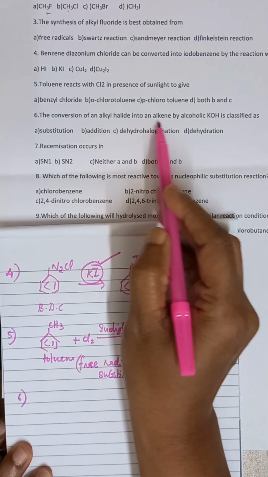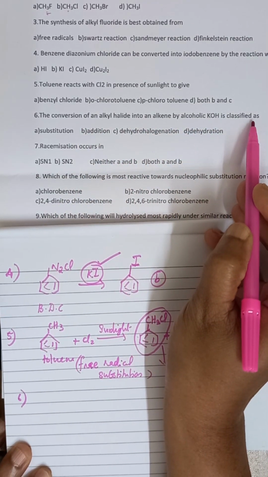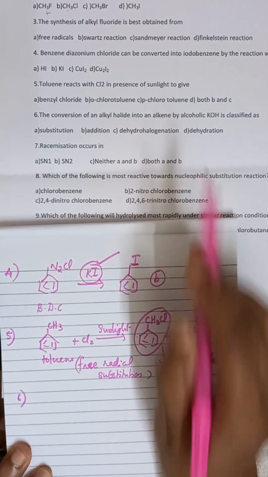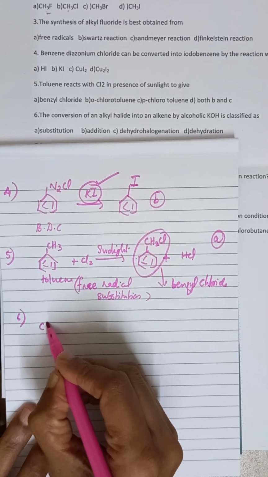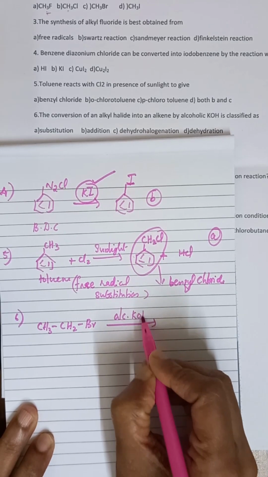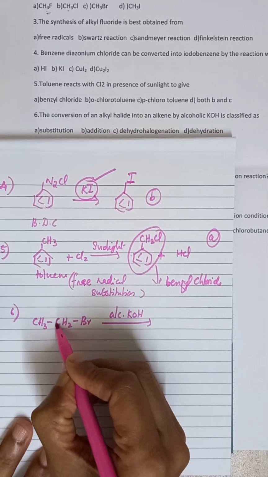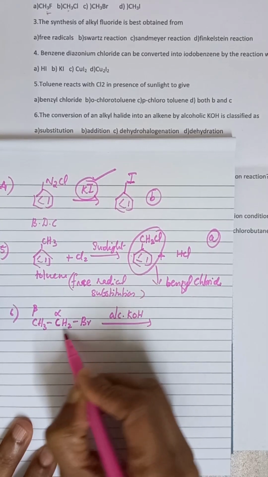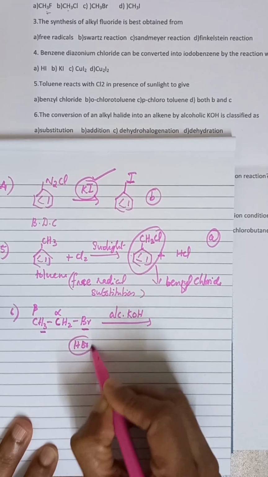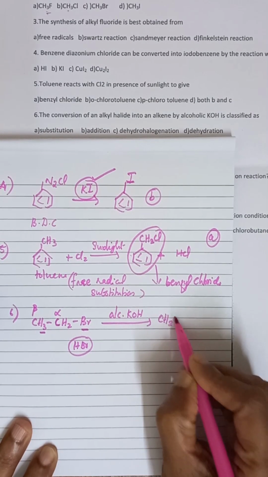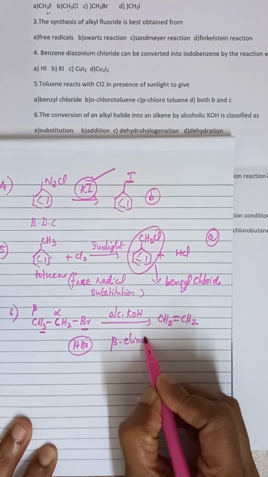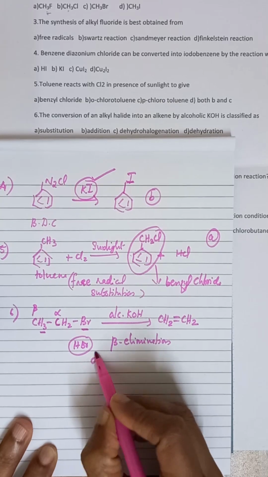The conversion of alkyl halide into an alkene by alcoholic KOH is classified as substitution, addition, dehydrohalogenation, dehydration. So alkyl halide into alkene. We can write one example, CH3CH2Br. So in presence of alcoholic KOH, this bromine is attached to this carbon, this is the alpha carbon and this is the beta carbon. So one hydrogen from the beta position and Br from here, and HBr is eliminated. So HBr is eliminated from this compound and we will be getting CH2=CH2. So this is beta elimination, or it is called dehydrohalogenation.